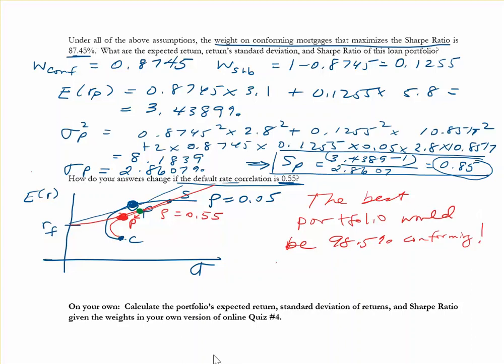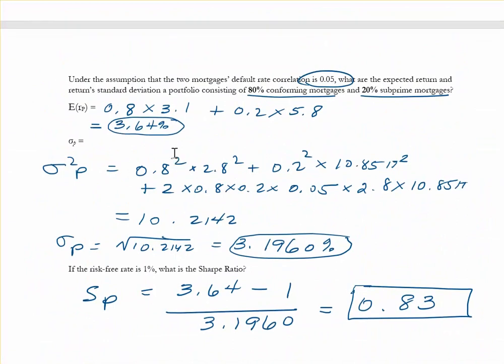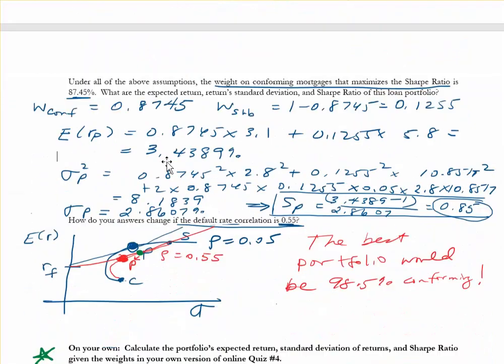What you have to be worried about on your own, you are going to do this. You're going to be given a weight for conforming mortgages, besides the ones that were given here, and you'll have to enter your answer on the online quiz. So I recommend just following the steps that you see here and here, basically using the same formulas, just two different numbers. Follow the steps carefully.